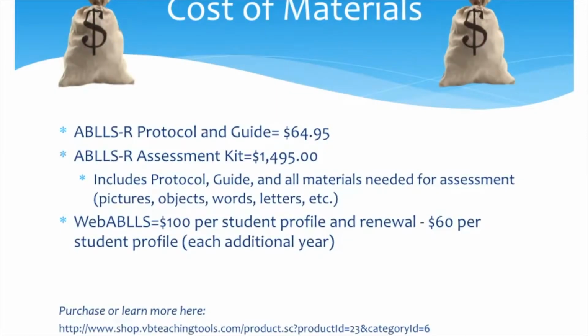The ABLES protocol and guide set costs $64.95. The entire assessment kit, which includes all materials you would need to go with the protocol and guide, costs $1,495. And the electronic web version of the ABLES, which allows for electronic scoring and sharing information with team members, costs $100 for new users per student profile, and then costs $60 per student profile each additional year after.